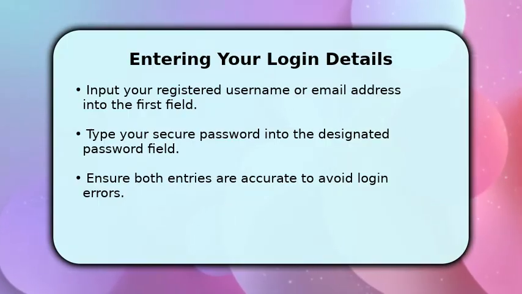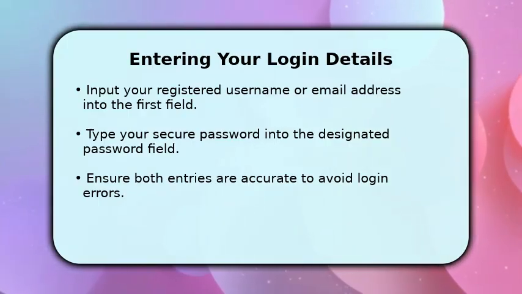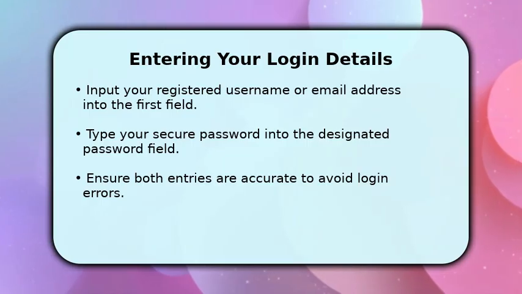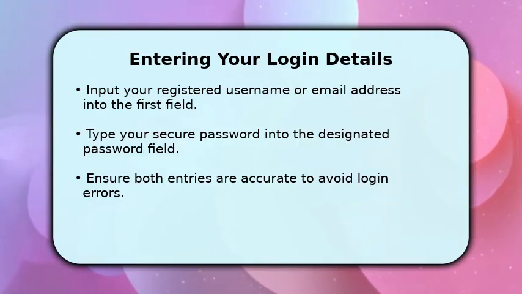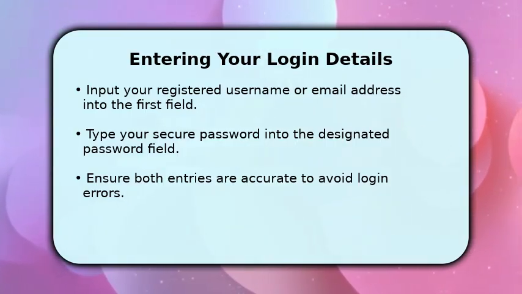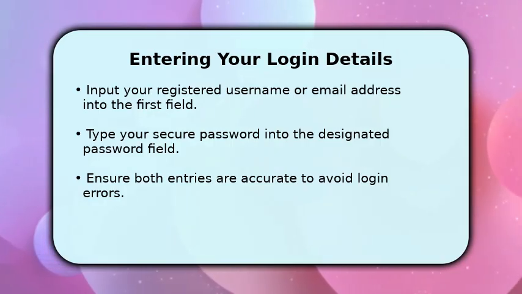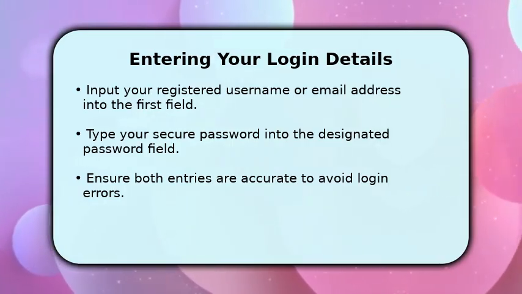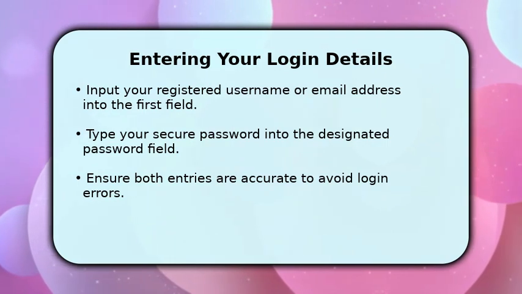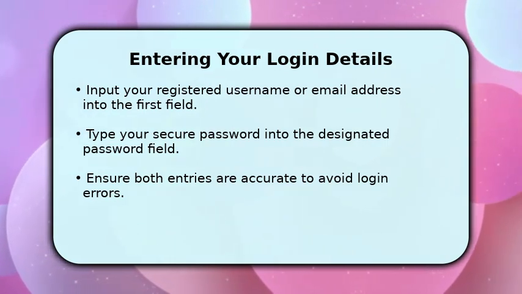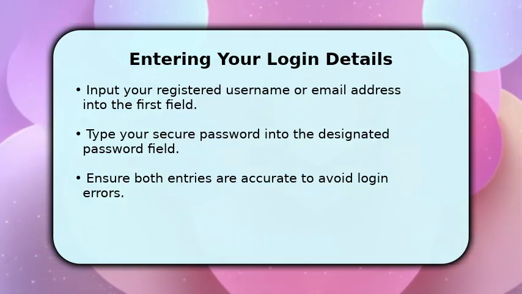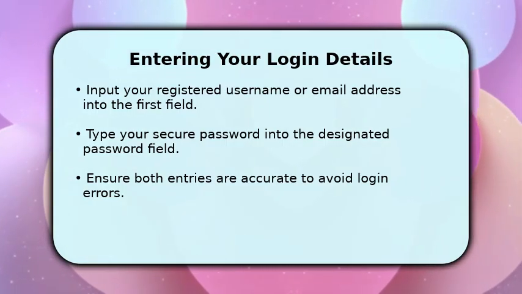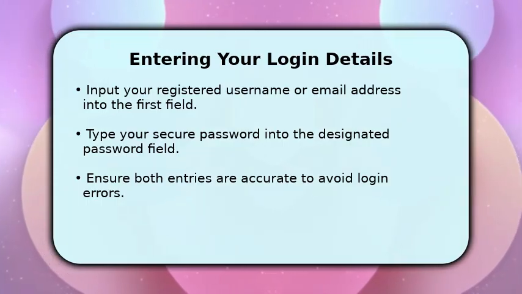Once you are on the WordPress login page, you will see two main fields. The first field is for your username or email address, which you set up when you initially installed WordPress. The second field is for your password. It is crucial to enter these details precisely as they were created. Double-check for any typos or incorrect capitalization, as WordPress login credentials are case-sensitive. Taking a moment to verify your input can save you from frustrating login attempts.